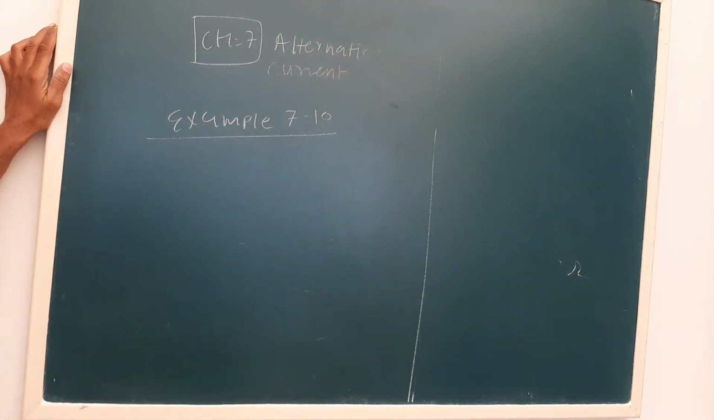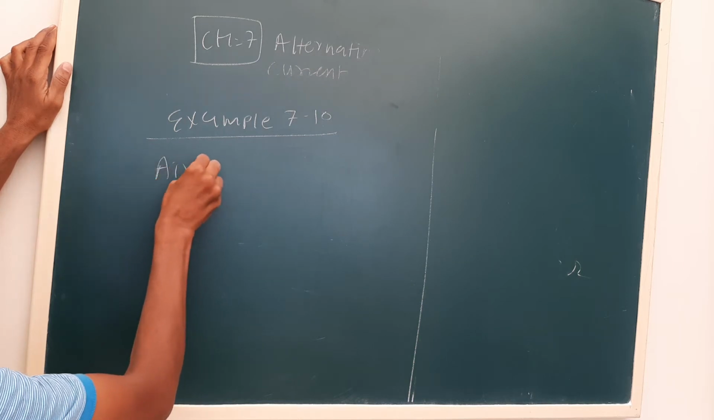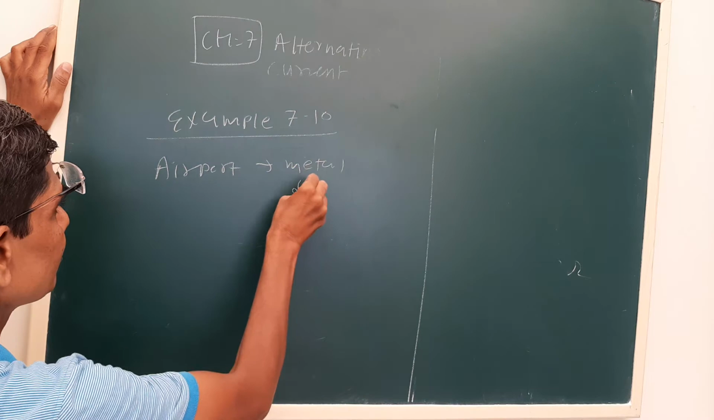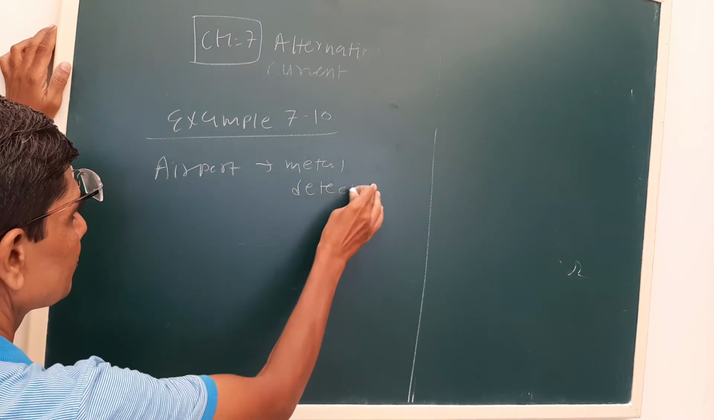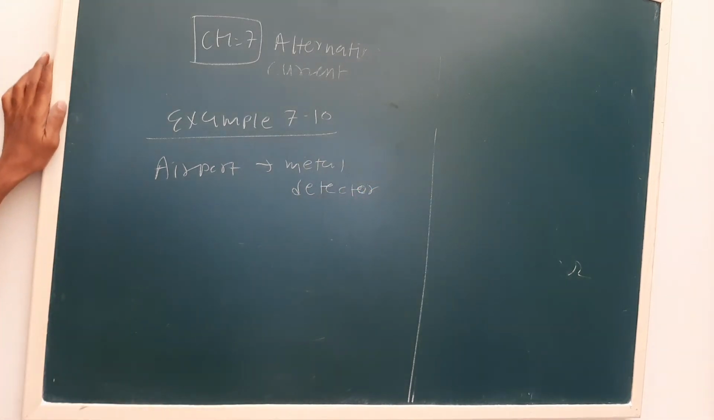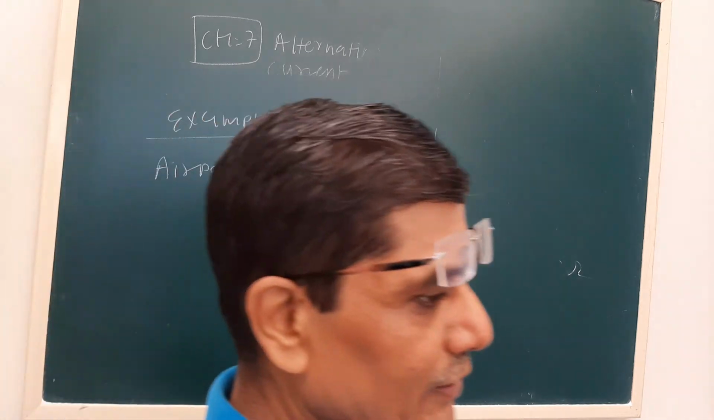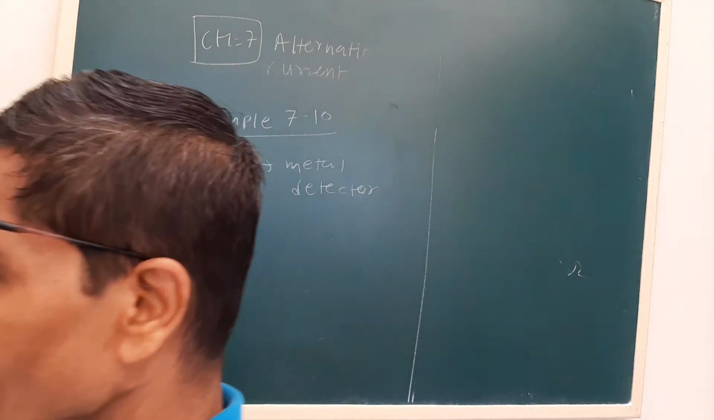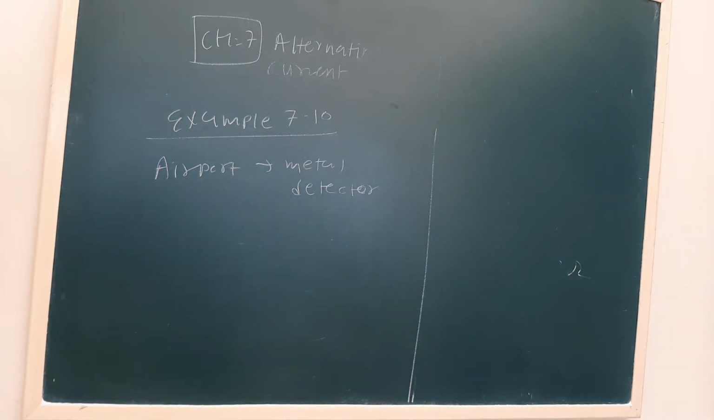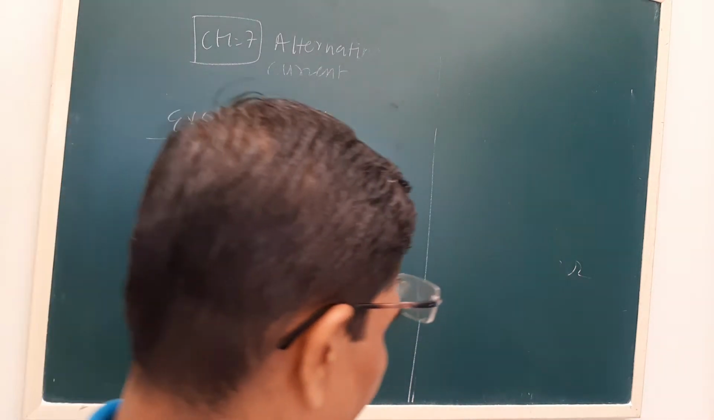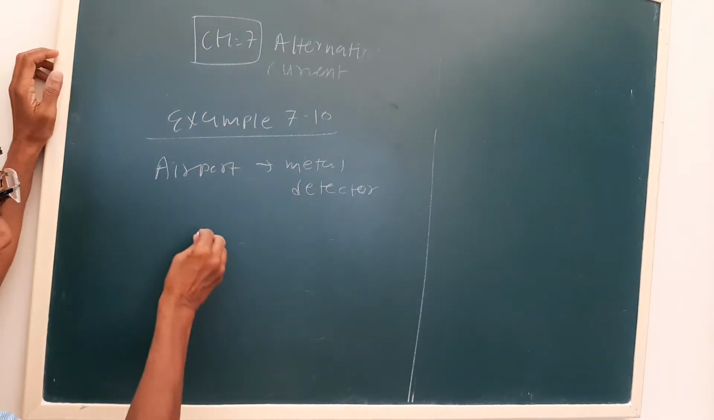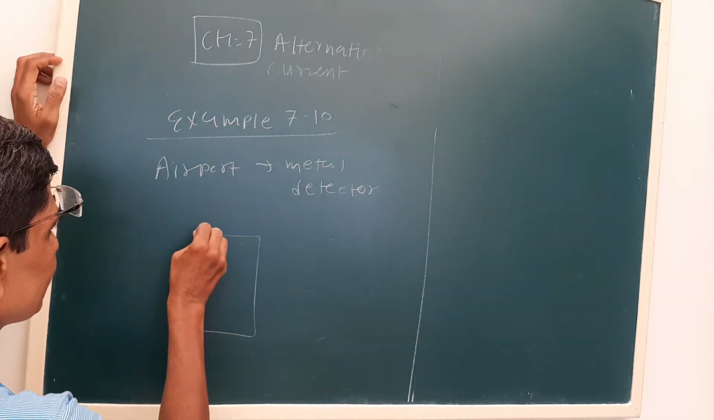Okay, now see, at an airport, you know there is a metal detector. Many places where there is a security purpose, a metal detector is kept. So here we have to see how the alarm rings when a person is passing through the metal detector.